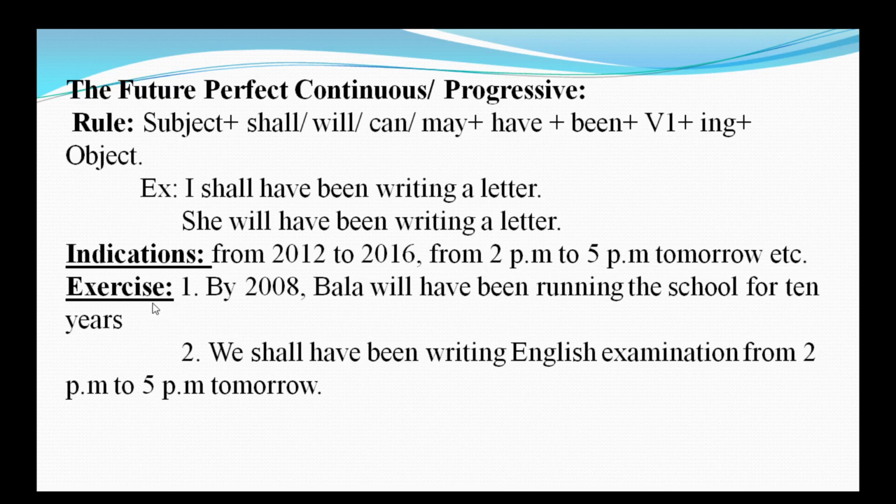For example, if you look at these two examples: by 2008, Bala will have been running the school for 10 years. Here, there are two time expressions, one is the duration and another one indicates the length of the activity. And another example is: we shall have been writing an English examination from 2 p.m. to 5 p.m. tomorrow. Here, these two examples are apt examples for the future perfect continuous tense.